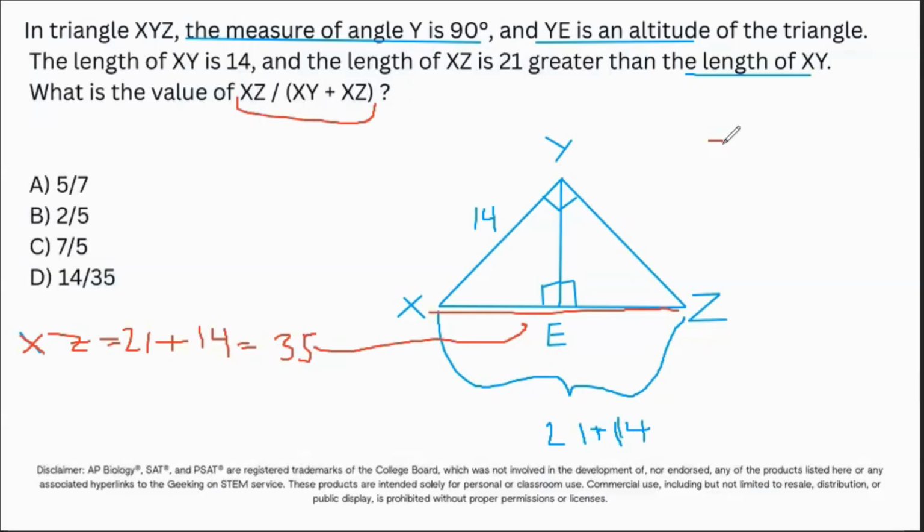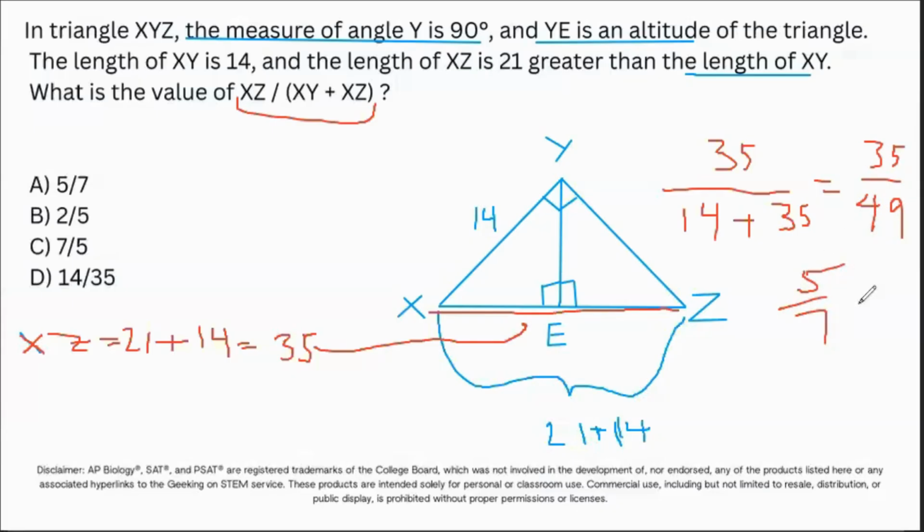So they're actually asking you to find 35 over XY, which is 14, plus XZ again, which is 35. And if you were to simplify this, it would be 35 over 49. And if you were to reduce this fraction, it would be 5 over 7. Because this is multiple choice, I do know that all my answer choices are in fraction form. So the best answer in this case is answer choice A.